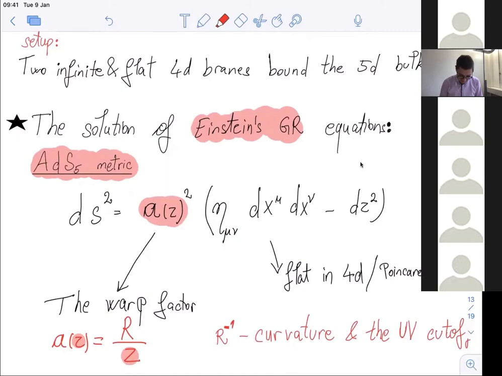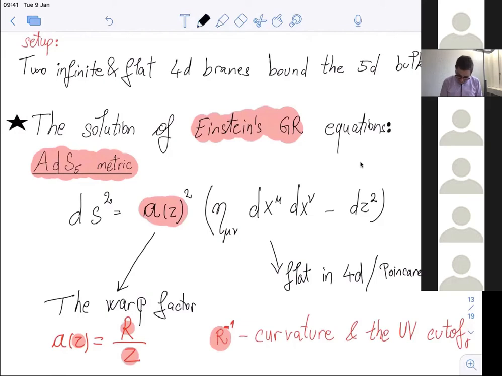So A(z) is R divided by z. R is the curvature radius, and inverse R is the curvature of the space. As you will see later on, it will also be the UV cutoff of this theory. That's an important fact which comes out, assuming this setup with infinite and flat four-dimensional branes, as the solution to Einstein's equation for the metric of the space. So you get anti-de Sitter space with this warp factor.